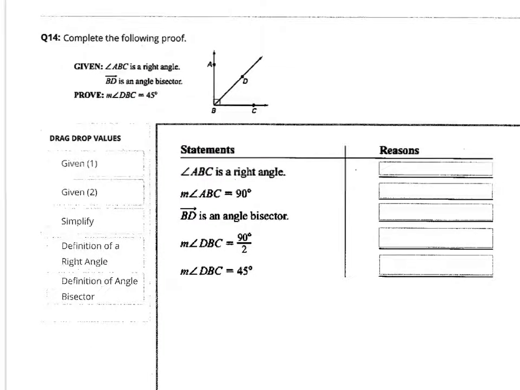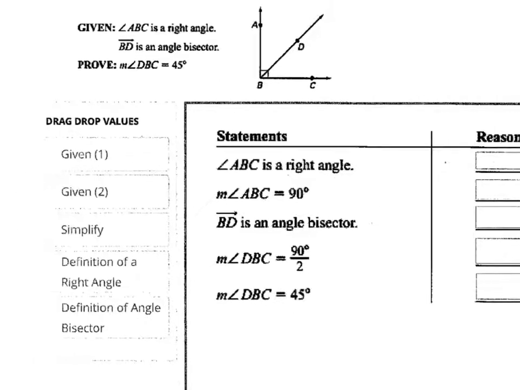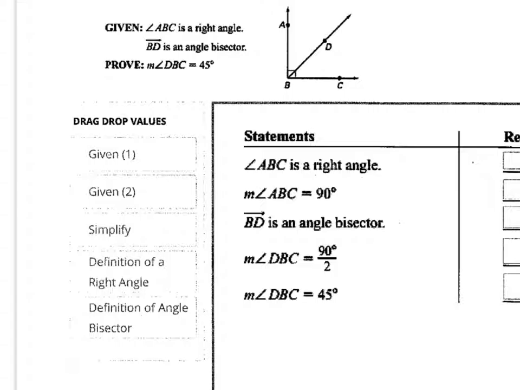Alright, boys and girls, last problem. It's a proof. It's not that bad. Mr. Houston's already got the statements typed over here. You just got to drag and drop these over here to the right side for the reasons. So you got two givens. One that it means simplify. One that's definition of a right angle. And one that's definition of an angle bisector. Remember, bisector cuts things in what? So let me read the given information to you up here.